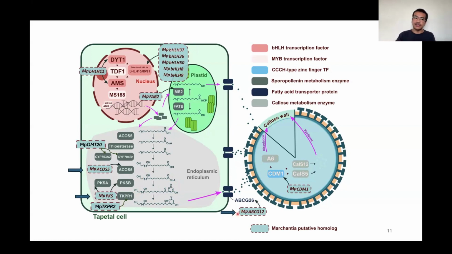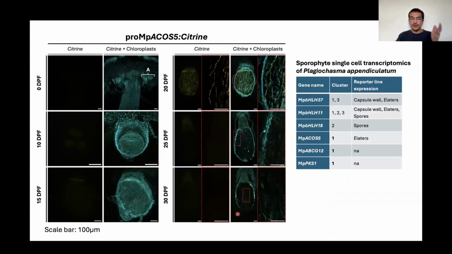So we can start by looking at the expression of these genes. So far, I've got reporter lines for ACOS5 only. And in ACOS5, expression is specific to the elaters, and specifically during the tetrad stage at 20 days post-fertilization. And this is when we think sporopollenin is produced at the highest amounts. At 25 days, spores have already dissociated from their tetrads into free spores, and we see that expression in the elaters is very mild.